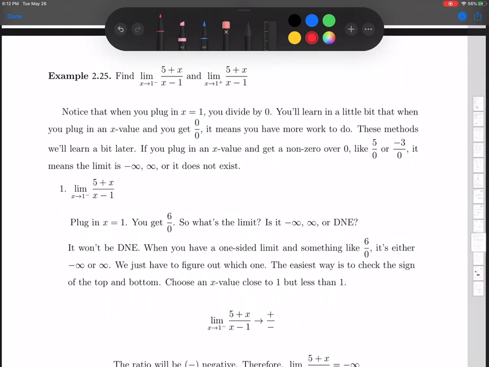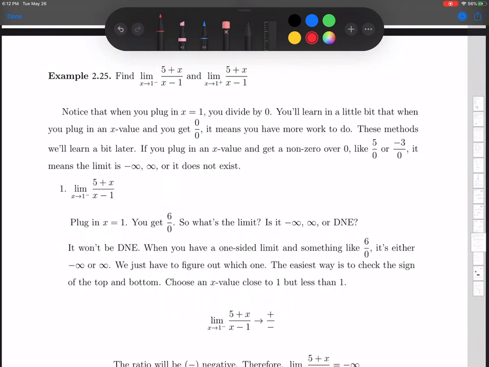If you plug in 1 up top, you're going to get 6. So your answer here, I have it typed up for us, is going to be 6 divided by 0. So what's the limit? Well, the limit is going to either be equal to negative infinity, infinity, or does not exist. For this problem, it won't be does not exist, and I'm going to show you guys why. Now, it's possible that it can, but when you have a one-sided limit and something like 6 divided by 0 comes out when you plug in your values, it's either going to be negative infinity or positive infinity.